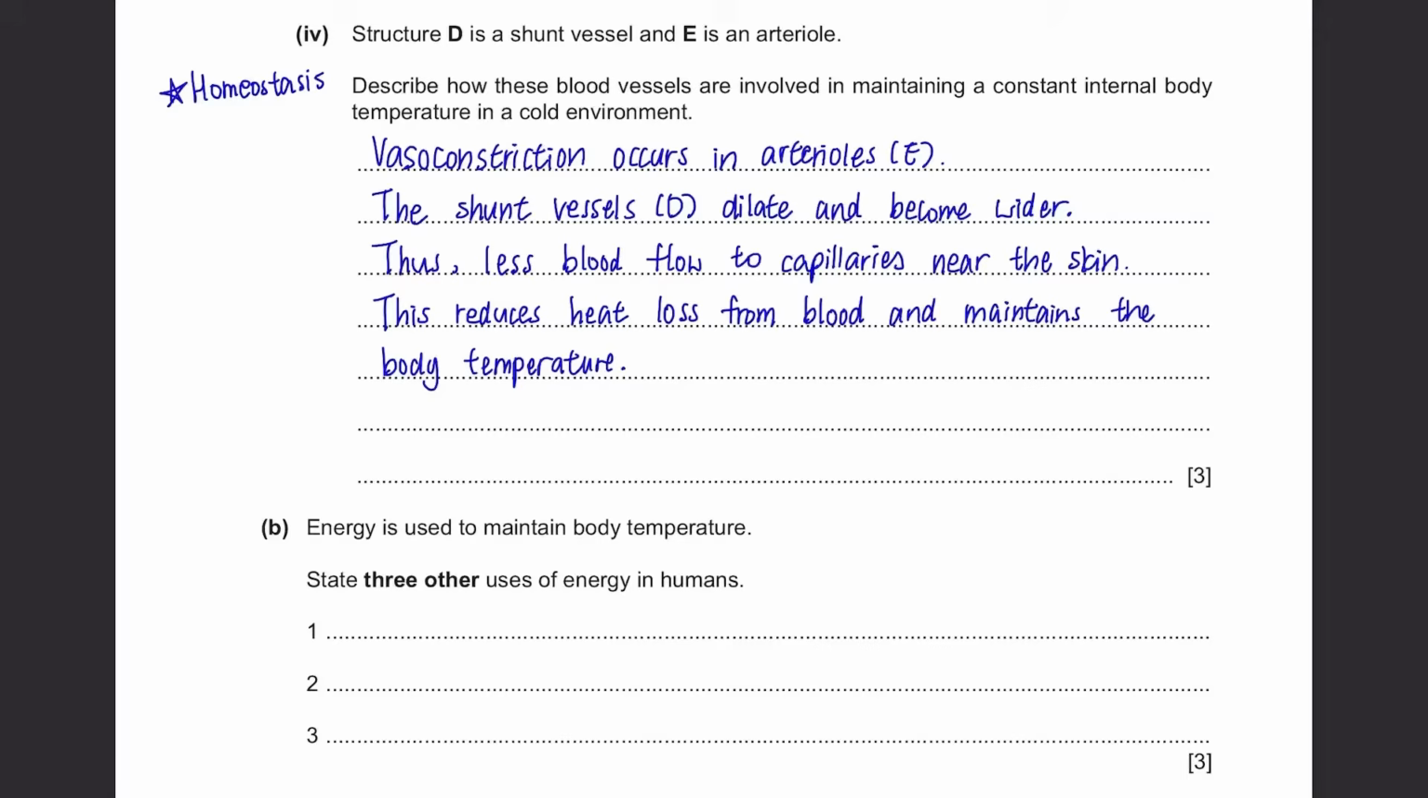Part B. Energy is used to maintain body temperature. State 3 other uses of energy in humans. We have a whole list for this. It's good to memorize this list since this can come out in paper 2 as well.